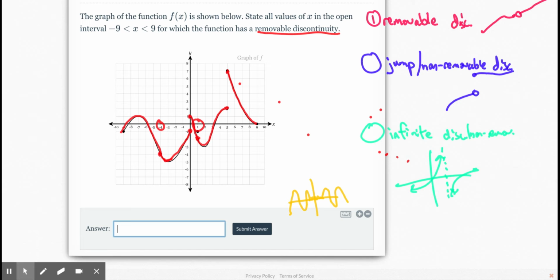So to type this in, you're going to do -4, and then you hit this little plus sign here, and that gives you another place to answer.